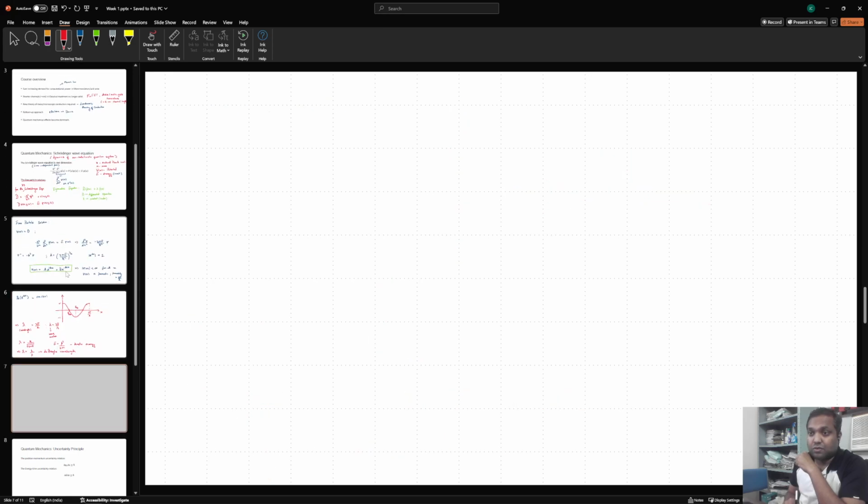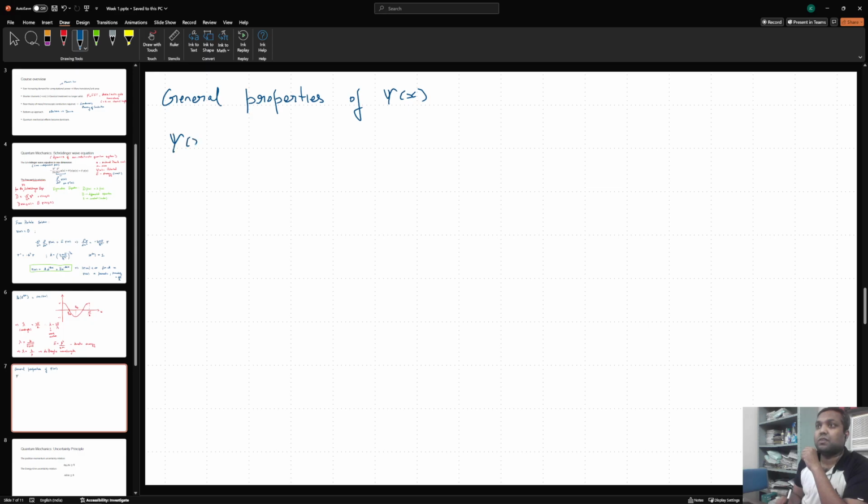Okay, so now let us look at some general properties of psi of x. First and foremost, the quantity psi of x is finite. It has to be finite valued. It cannot have a value of infinity. The second property is that psi of x has to be continuous.